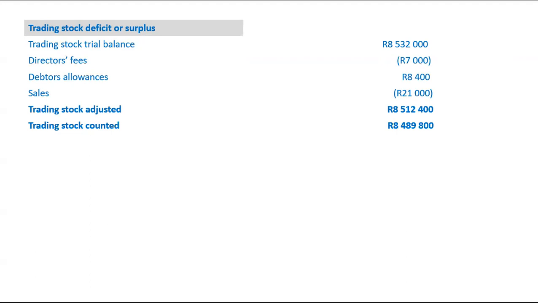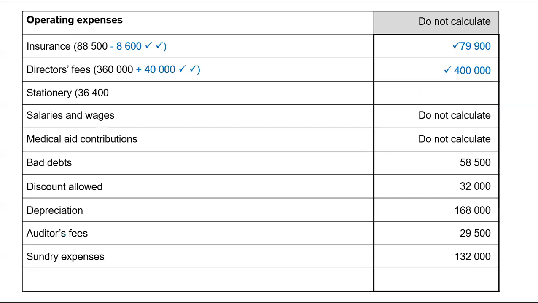So we need to adjust the one that is in our books. And here we are going to adjust it down. And when we adjust it down, it results in trading stock deficit. And trading stock deficit, we are going to record it under operating expenses in the statement of profit or loss. Remember to show your workings there.